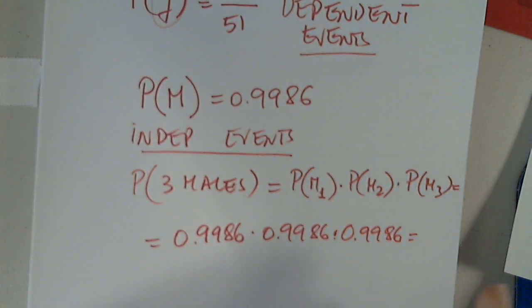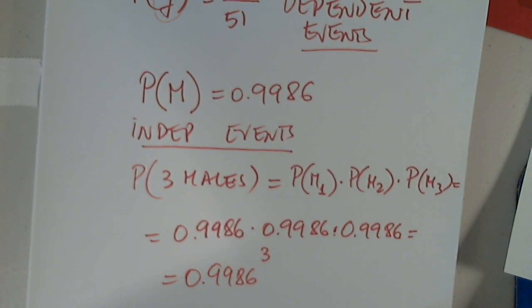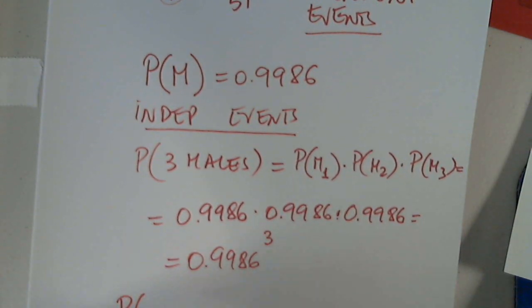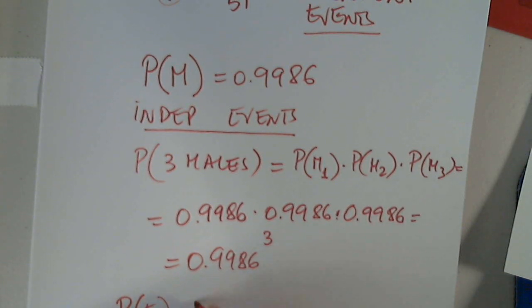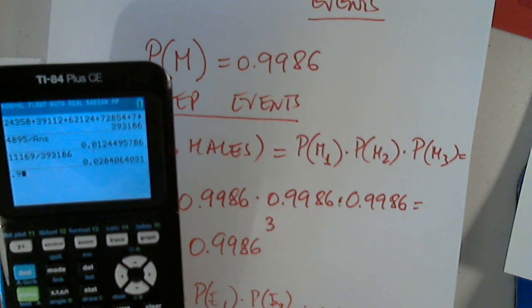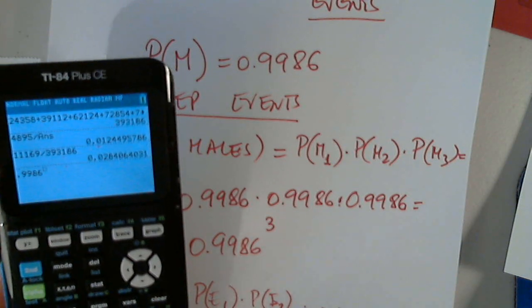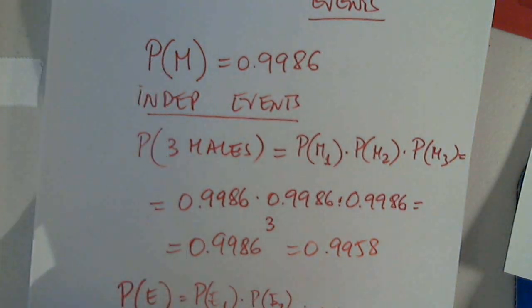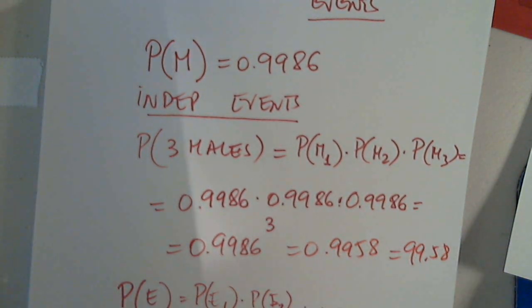Of course, we're not going to write it like this. We're going to write 0.9986 to the third power. Why? Because the events are independent. So the probability of an event to happen is the product of the probabilities of each event. So probability of E1 times probability of E2, and so on and so forth. Take my calculator, 0.9986, power 3, enter. And I get 0.9958, or 99.58%.